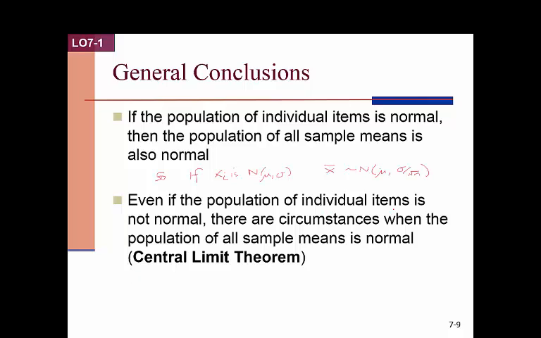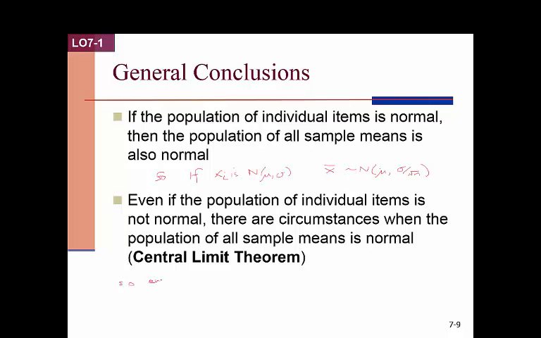Even if the population of individual items is not normal, then as long as you collect lots of samples, that's what central limit theorem says, as long as your sample size is large enough, then the mean of that distribution will still be normally distributed, with mu and sigma over square root of n as its values.